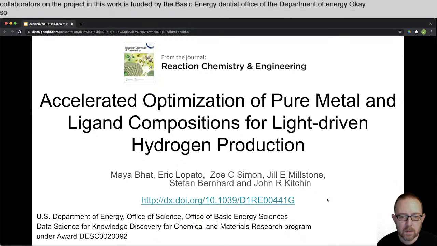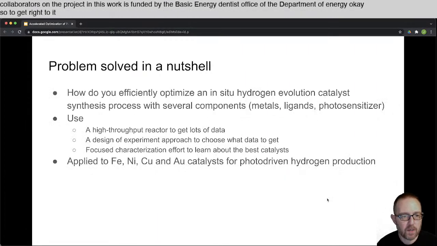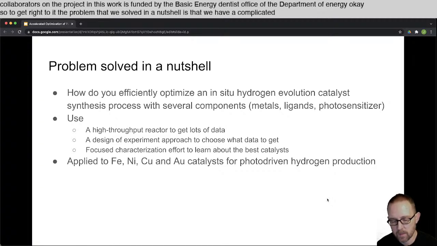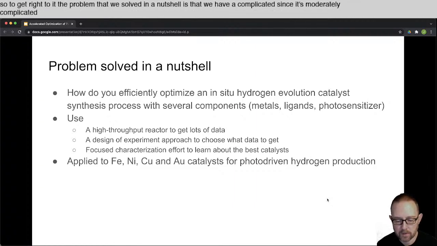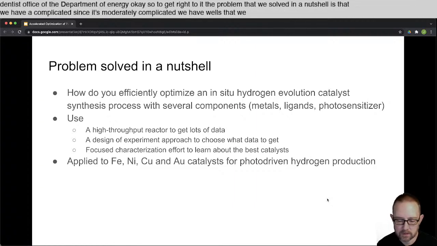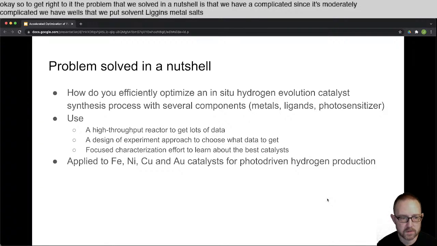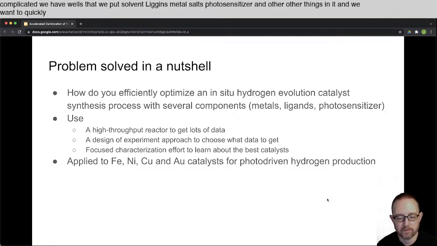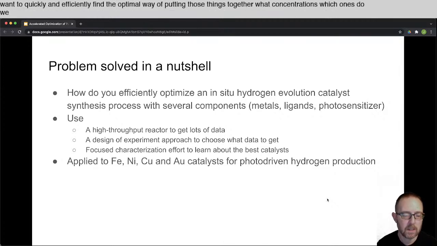To get right to it, the problem that we solved in a nutshell is that we have a moderately complicated synthesis. We have wells that we put solvent, ligands, metal salts, photosensitizer, and other things in, and we want to quickly and efficiently find the optimal way of putting those things together, what concentrations, which ones we want, and find out what's the best way to make hydrogen.